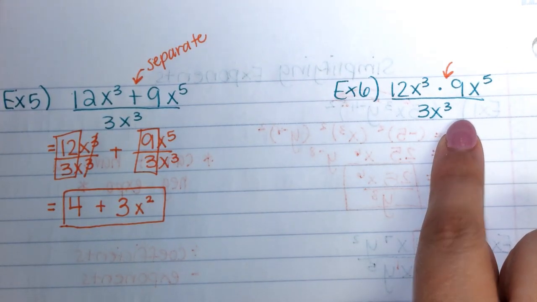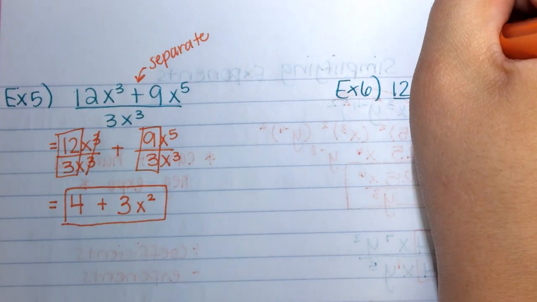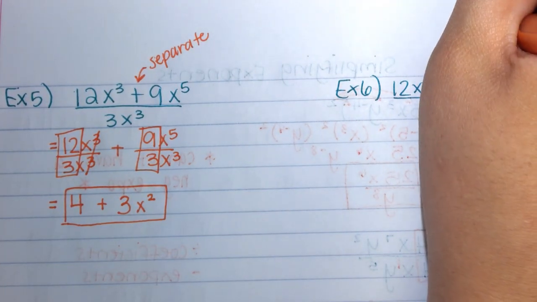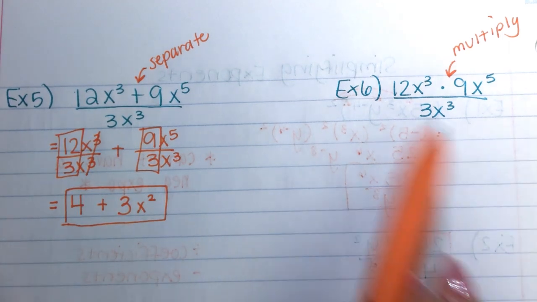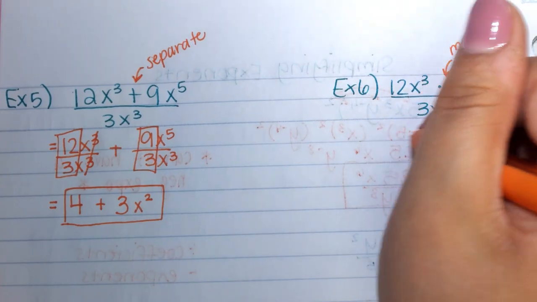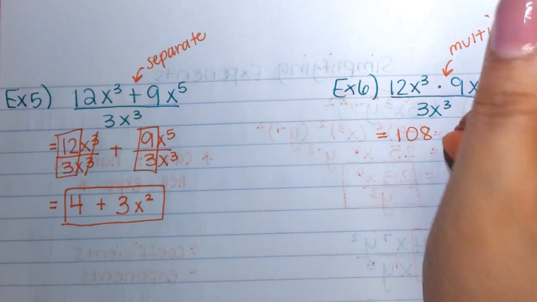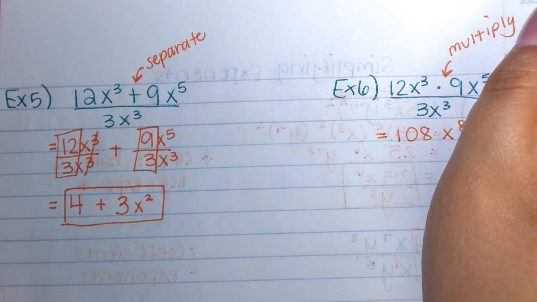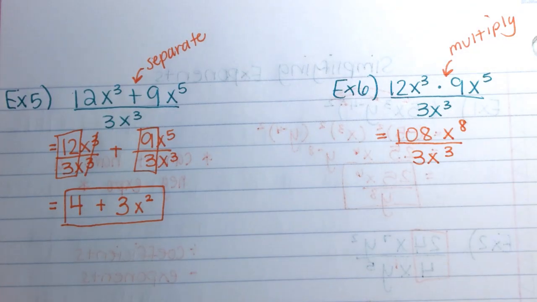What am I going to do here if it's multiplication? Y'all, do not separate. Because if you do, then you are squaring the denominator on accident. You cannot separate them if it's multiplication. Just multiply. Multiply the big, add the little. What is 12 times 9? 108. And then what's x to the 3rd times x to the 5th? Over 3x cubed. Now what?